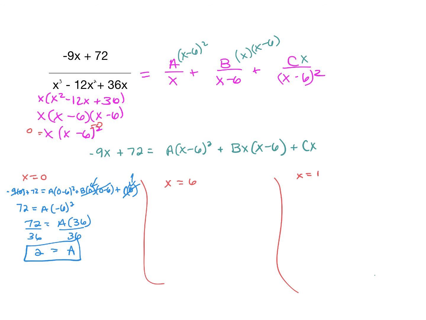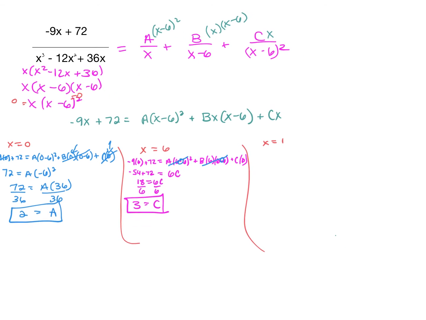Repeat with the 6. So -9 times 6 plus 72 equals a, 6 minus 6 squared, plus b times 6 minus 6, plus c times 6. This would be -54 plus 72 equals, here's my 0, so this cancels. Here's my 0, so this cancels. And then I get 6 times c. This is 18 equals 6c, divide by 6, and I get c equals 3.